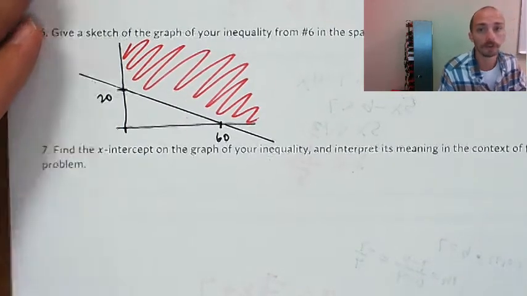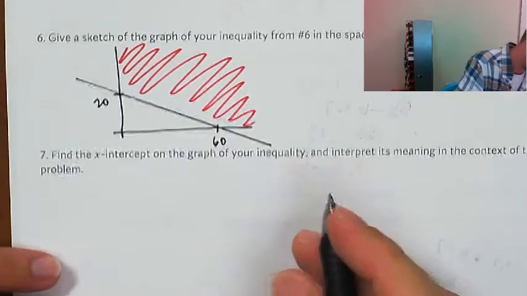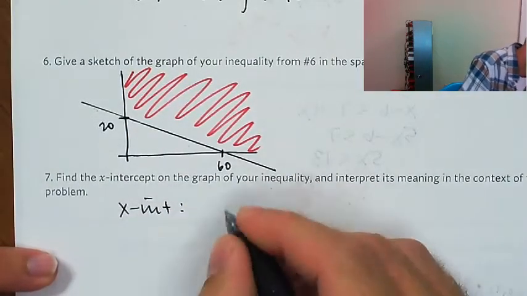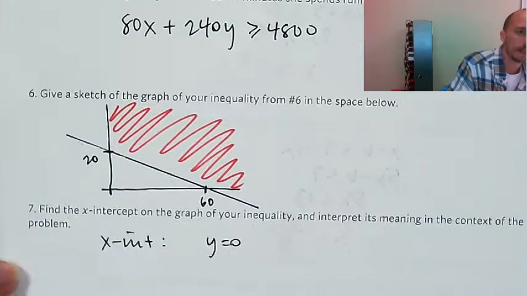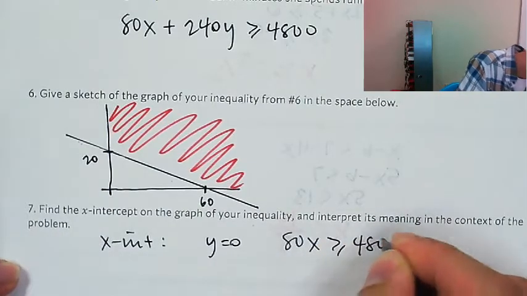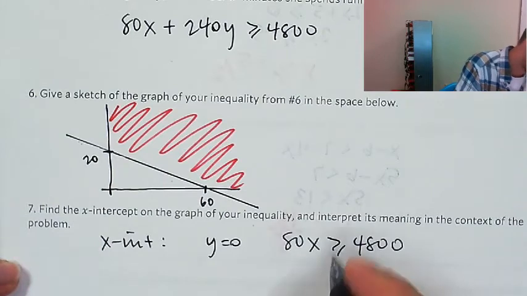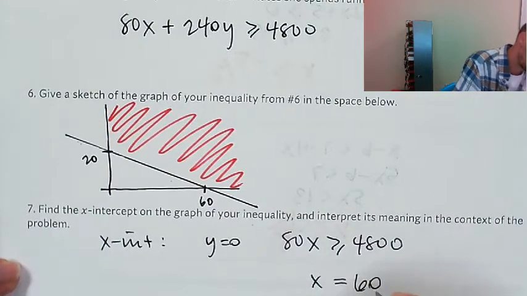Okay, so find the x-intercept on the graph of my inequality and interpret its meaning in the context of the problem. Fortunately for me, I already computed that. If you hadn't, I will show you how we do that. The x-intercept is where y equals 0. And to go back to my inequality, that's 80x greater than or equal to 4,800. Really interested in where 80x equals 4,800. And then I divide both sides by 80, and I get x equals 60.